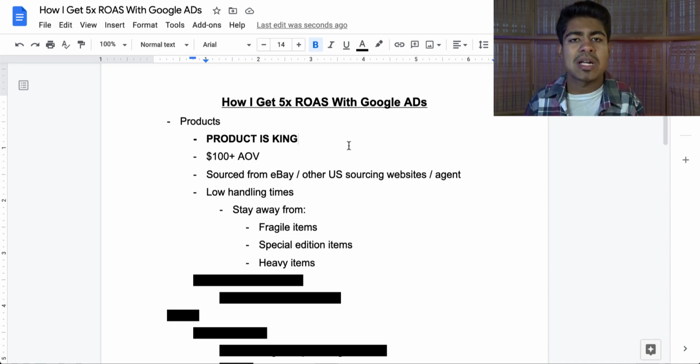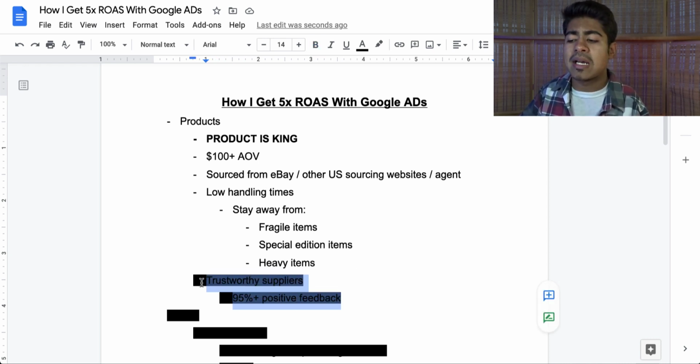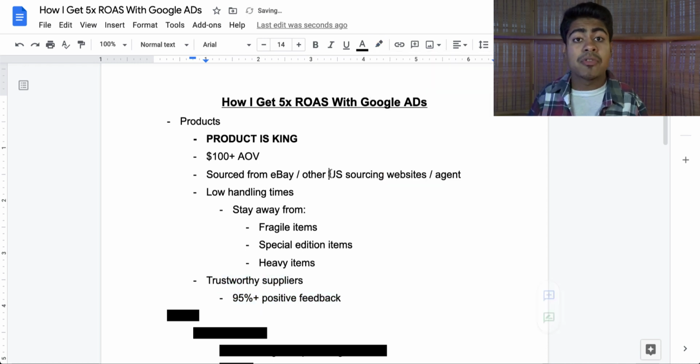So in order to keep your business running smoothly, you want to stay away from these kinds of items. But just selling the items is not enough. You have to find a supplier which is trustworthy for sourcing that product. So in my experience, what I've always noticed is that the number 95 is the way to go. Now, what do I mean by this exactly? No matter if you're trying to source from AliExpress, eBay, Amazon, whatever, make sure that they have at least 95% positive feedback, no matter the platform.